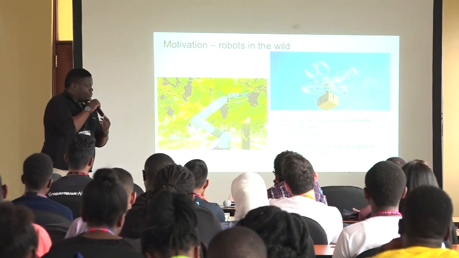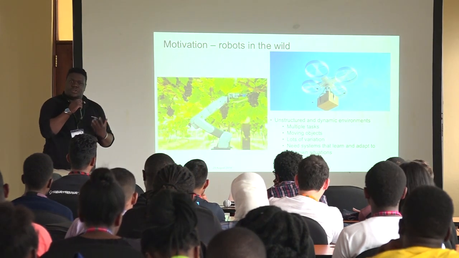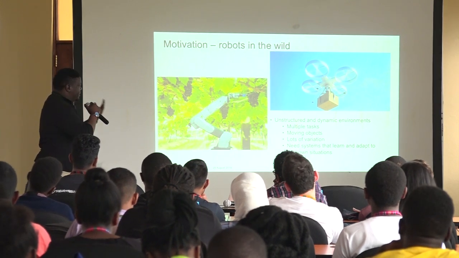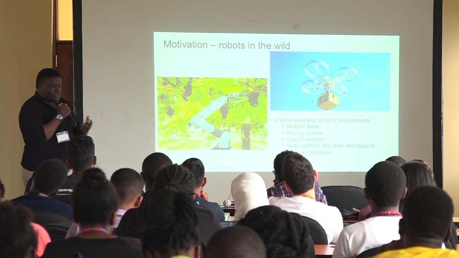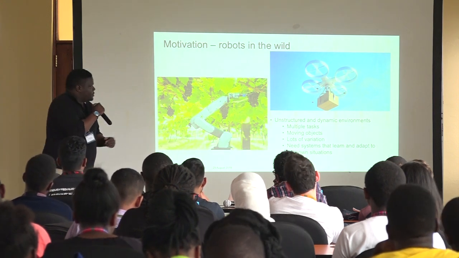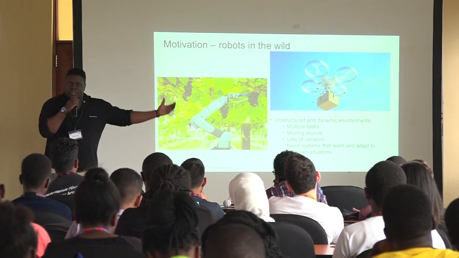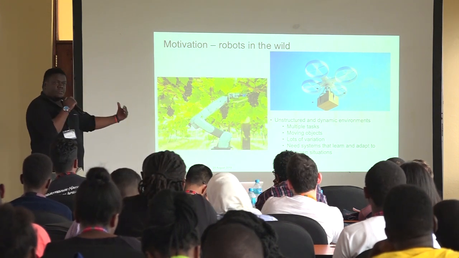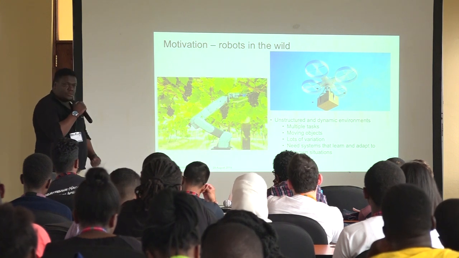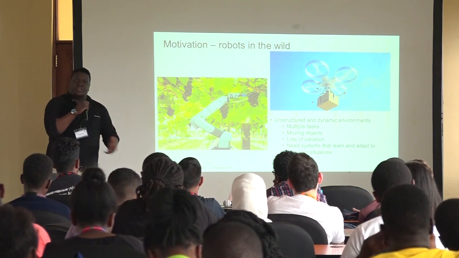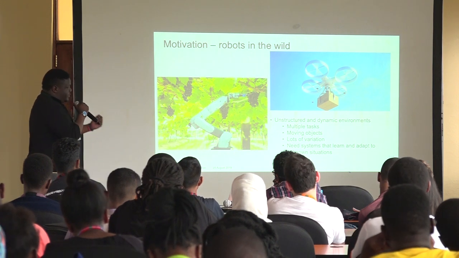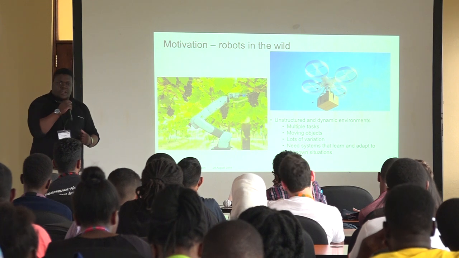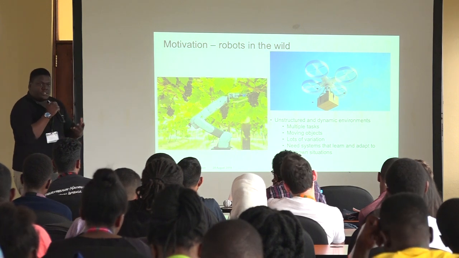But recently, we've witnessed a migration of these robots to unstructured and dynamic environments, for example, in agricultural robotics, and also drones for delivery in remote areas. These unstructured environments contain multiple tasks, moving objects, and lots of variation of the tasks, which motivated people to try to design systems that can learn and adapt to unknown situations.